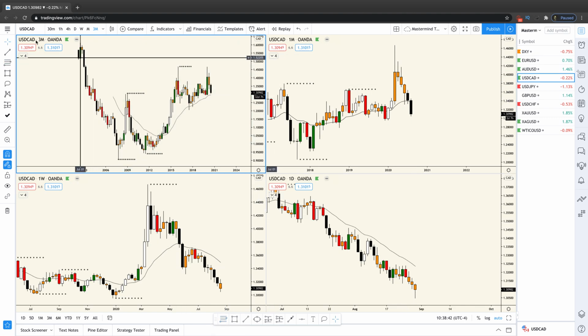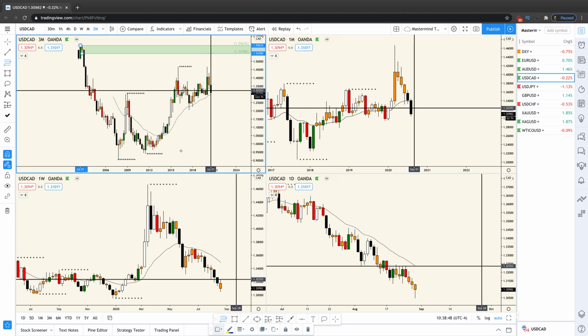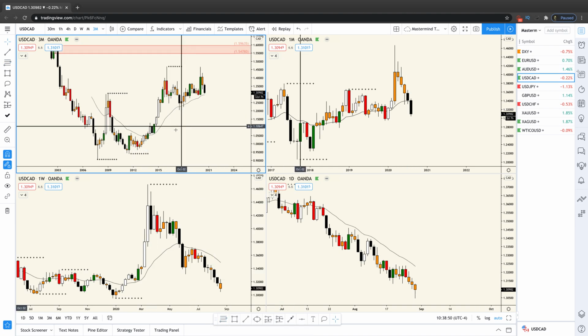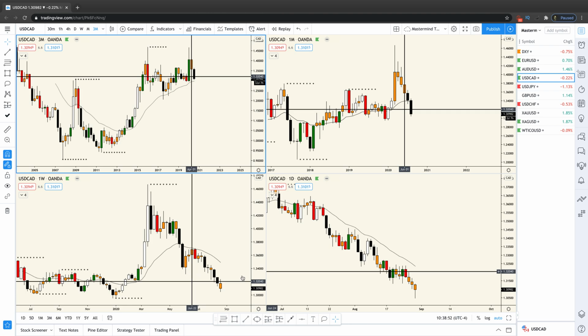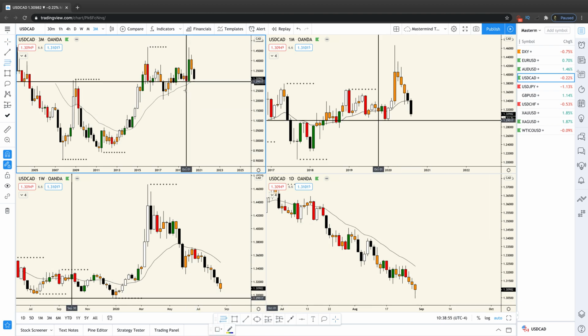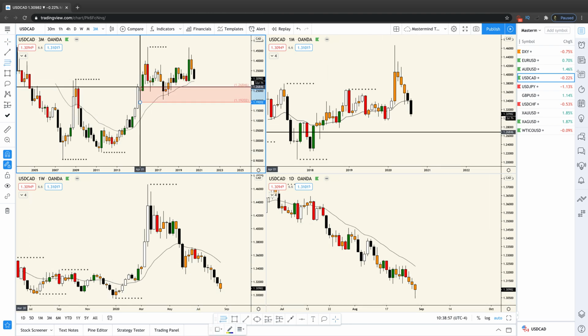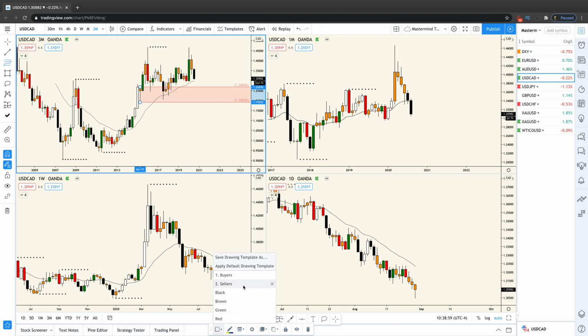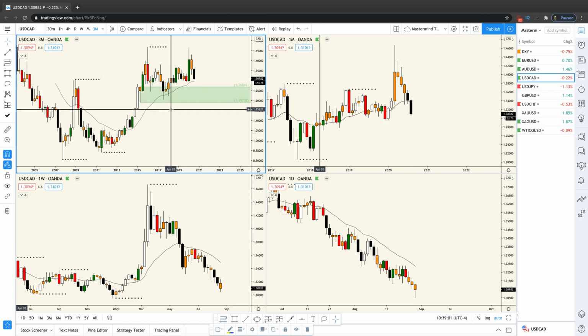Oh, what the hell? Okay, we got some sellers up there, obviously. As far as buyers go, you do have this whole CP that price has just been ranging from.